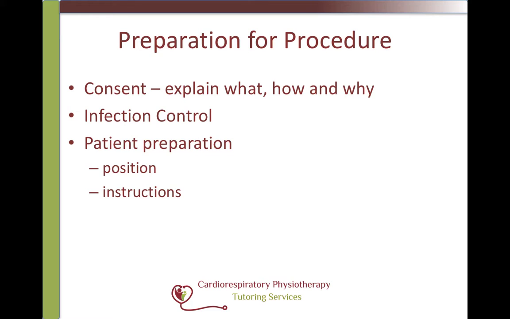The active cycle of breathing technique works by increasing lung volumes to get air behind secretions and by increasing expiratory flow rate, which helps to shear the secretions off the airway walls. It is used when the patient has evidence of impaired airway clearance and needs extra assistance to clear their lungs of secretions. There are no specific infection control considerations for the active cycle of breathing technique.